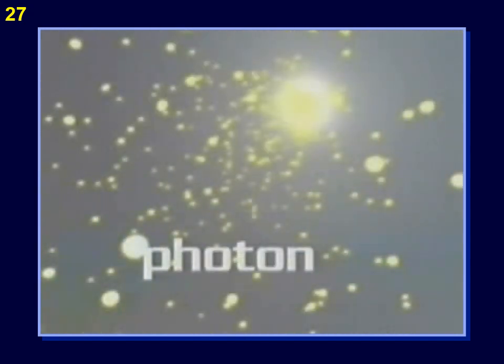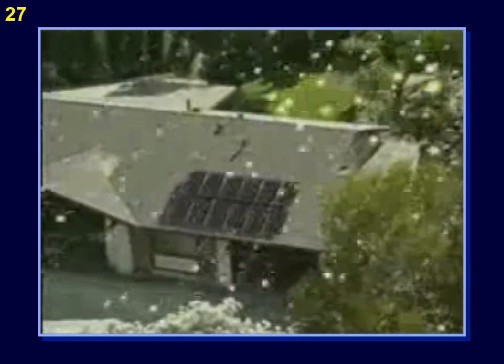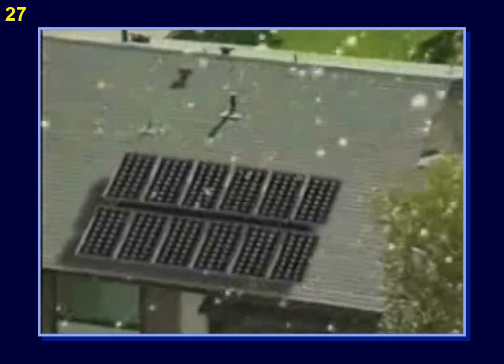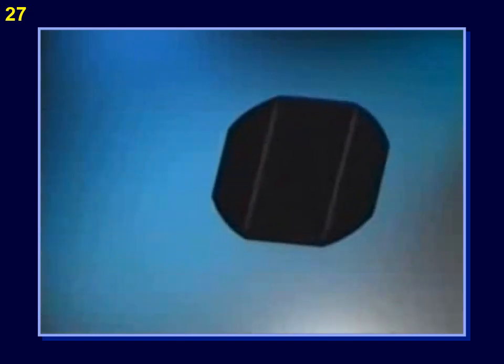Sunlight is made up of tiny packets of energy called photons. Every minute, enough of this energy reaches the Earth to meet the world's energy demand for a whole year. Photovoltaic panels consist of many solar cells. These are made of materials like silicon, one of the most common elements on Earth.